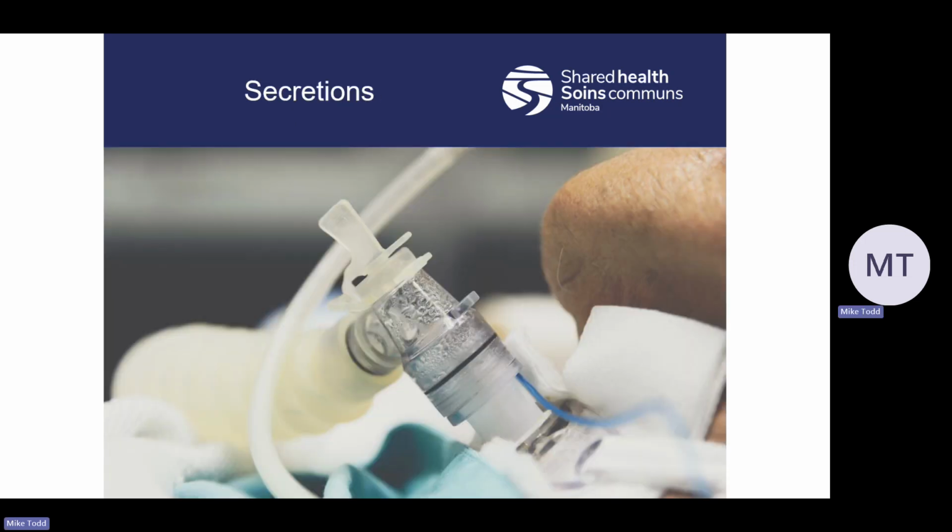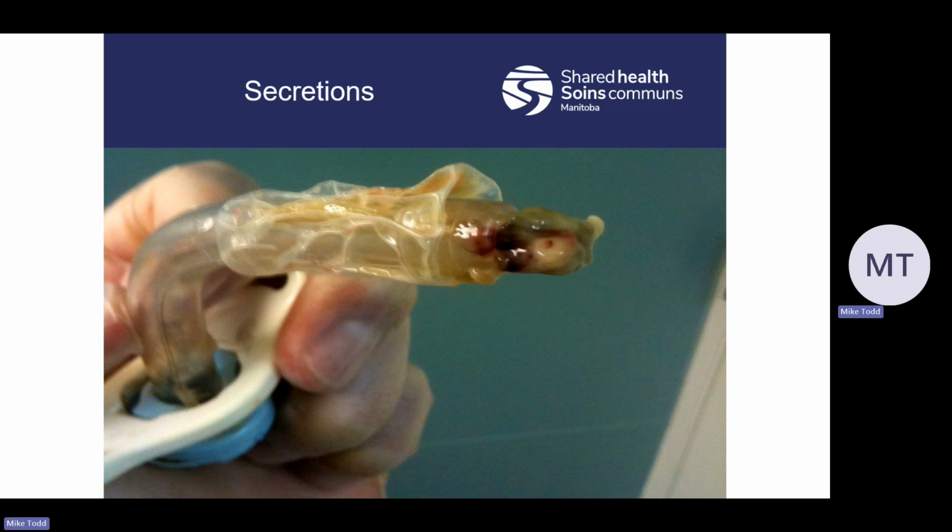So one thing we have to worry about is secretions. Again, this could be something where they just get a lot of secretions. They can get colds, pneumonias, things like that, especially if they're on a ventilator, they're at risk for pneumonia. They may get something stuck in their cannula, such as this.